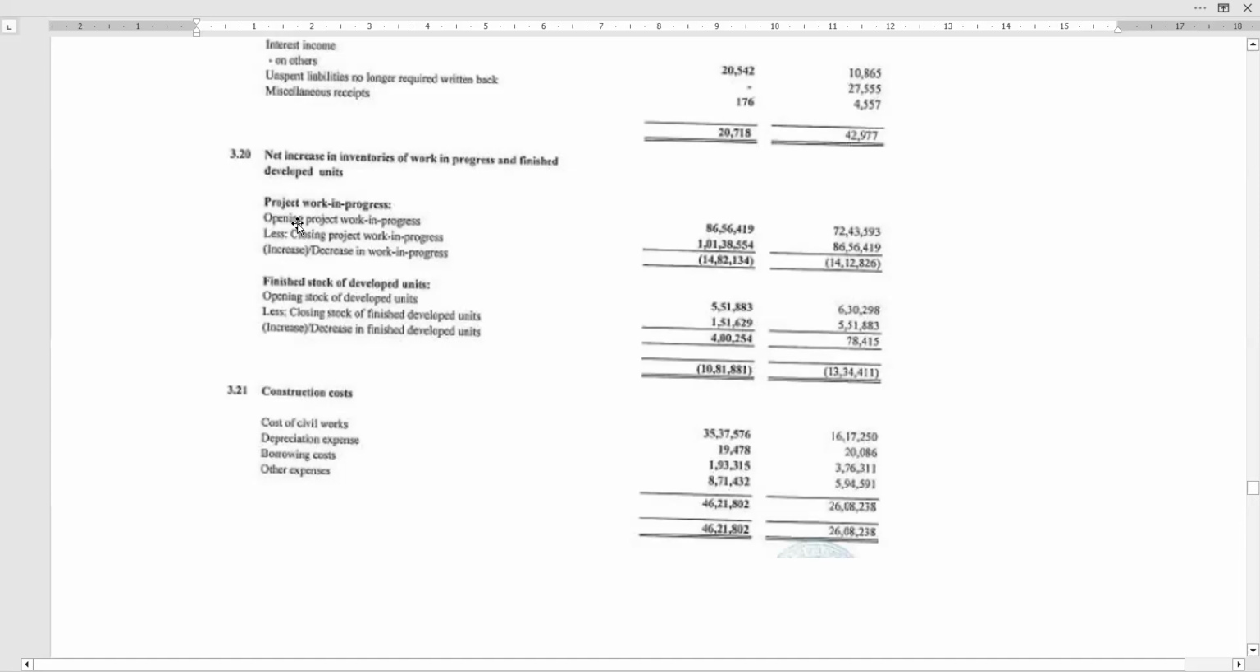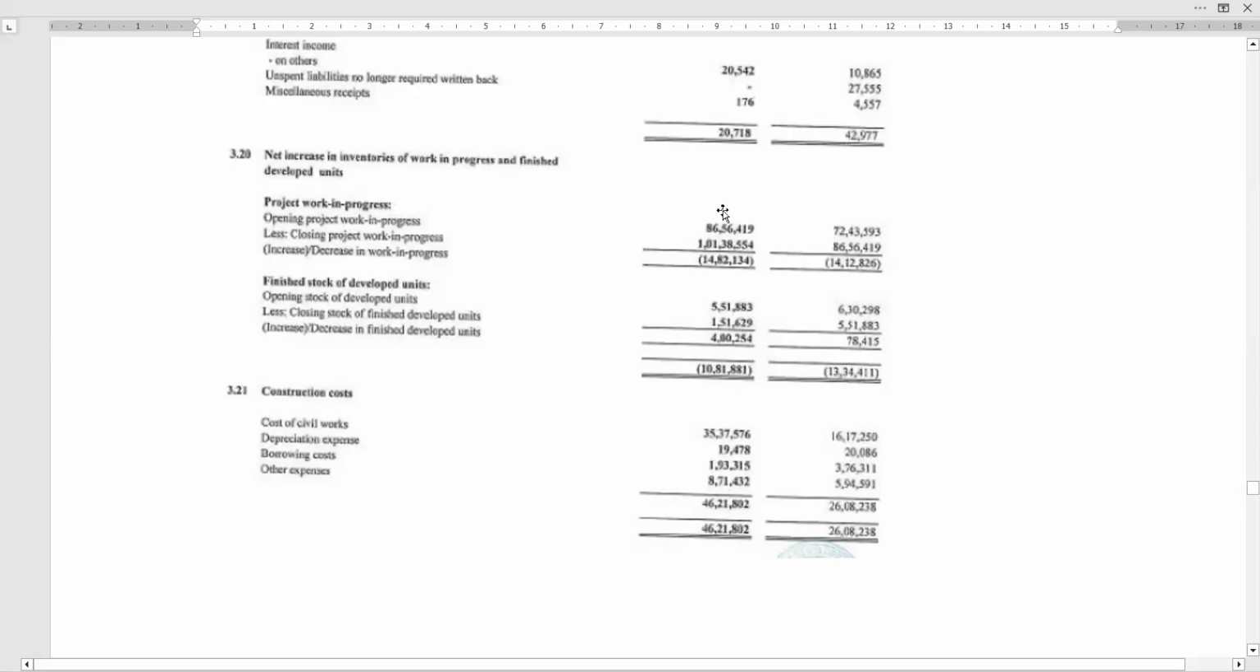Okay. Now this is the net increase in inventories of work in progress and finished goods. See, opening balance is 86 lakhs and less closing work in progress is 1 crore 1 lakh. So 14 lakh value of work has been increased during the year. Okay, this is net of sales.